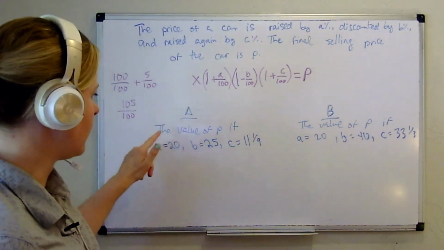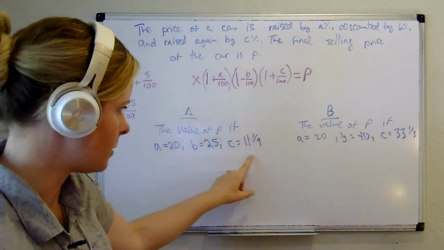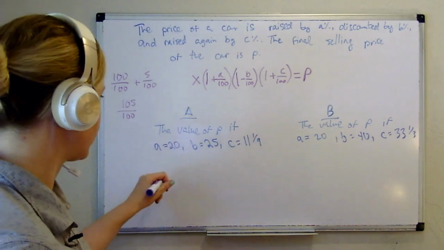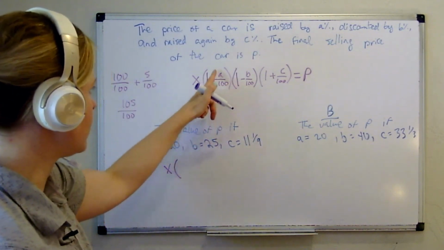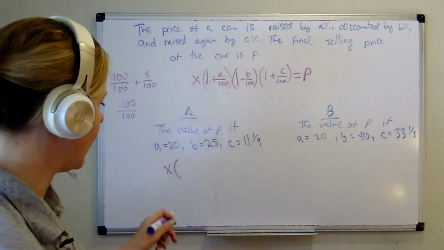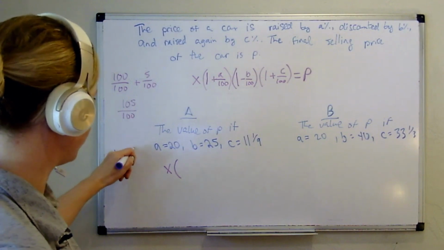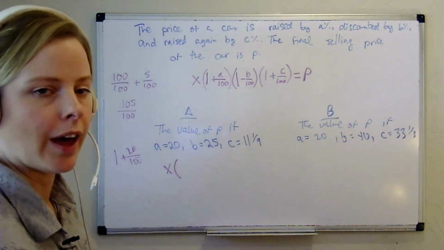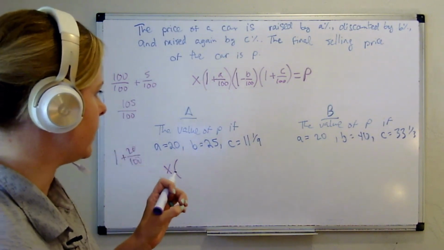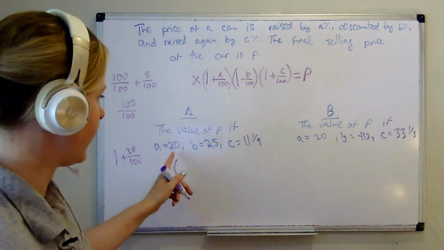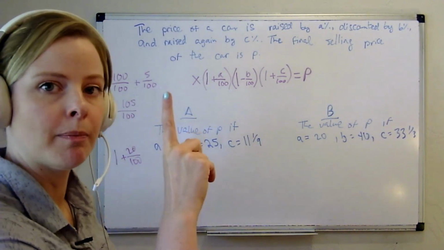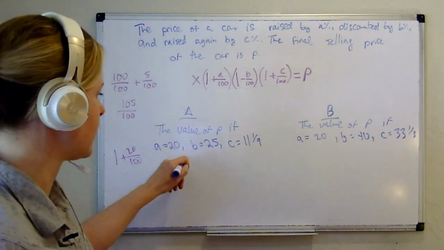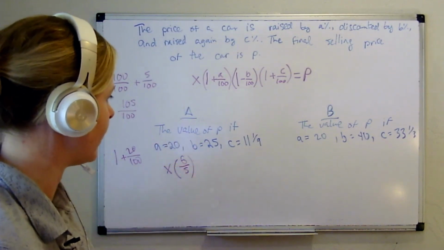So A is asking us for the value of p given these specific values for a, b, and c. So let's just go ahead and throw those in. We're going to start with x. And if a is 20%, I could go ahead and write out 1 plus 20 out of 100, and then I could find that common denominator and do all that work. I don't really feel the need to do that as long as I'm really careful. If I know that a is 20%, I know I'm going up by 1/5. So if I start with 5/5, then I have 6/5 at the end of that transaction, right?